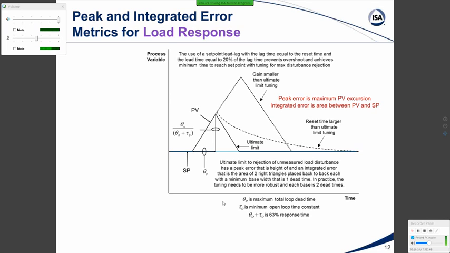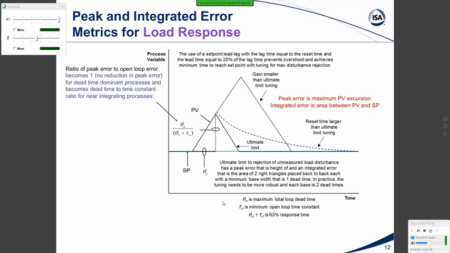And so there's metrics for integrated and peak error, and here you can look at it geometrically. We won't get into the details, but basically the peak of this back-to-back right triangle is the peak error, the area is the integrated error for a given open loop disturbance, and it's kind of good to visualize this and then to realize what's happening if you aren't tuning it quite right. You're going to get a bigger peak error if the gain is smaller, but you're going to get a slower return to set point if your reset time is larger than really it could be.